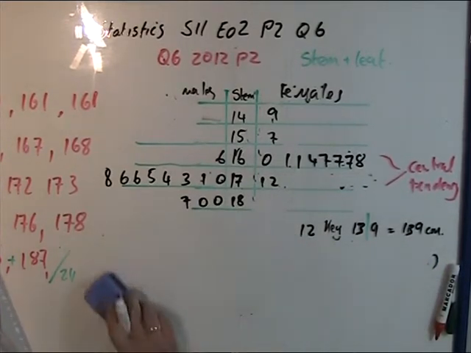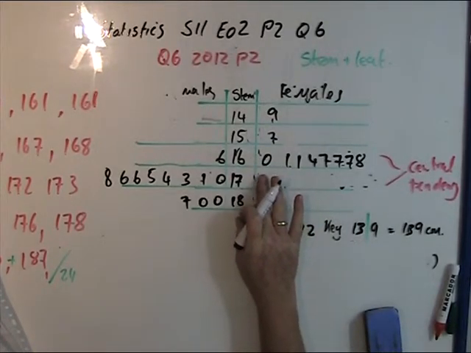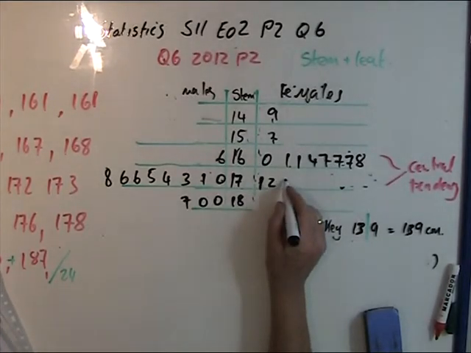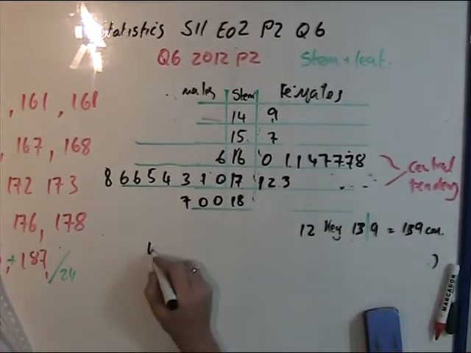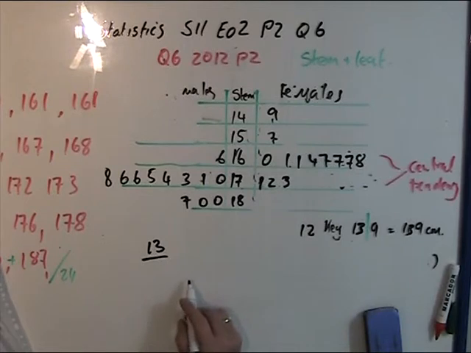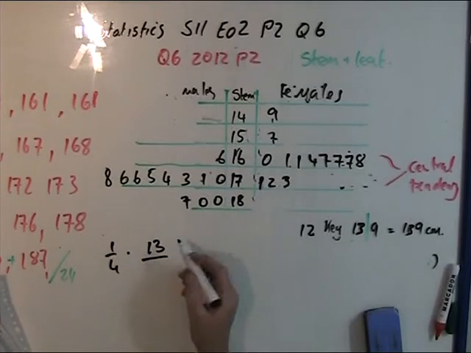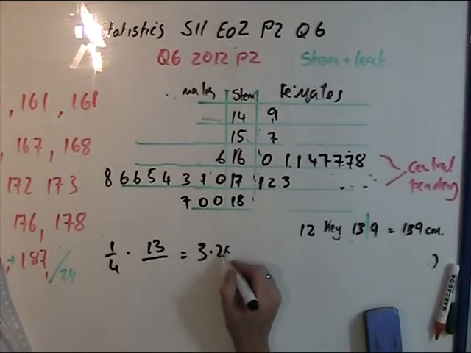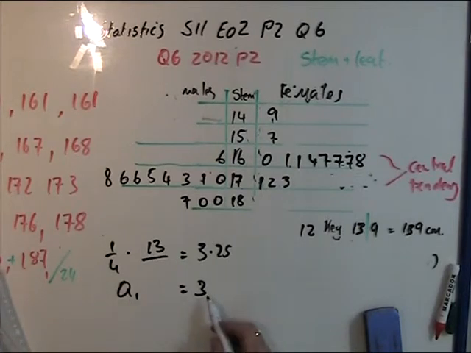Another one is, say for example, we have another one. Say I have 13 terms here, and I have to get the first quartile. The first quarter is a quarter of 13, so I divide it and I find that it's 3.25. Now I round down, and that's my position. My Q1 position is 3.